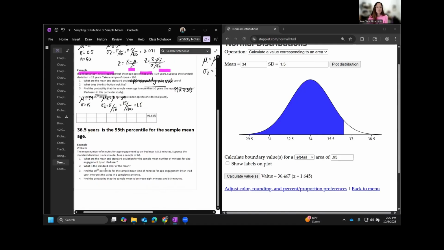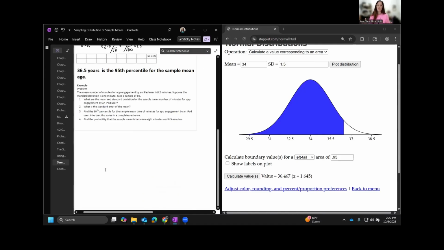Okay, last problem. We haven't done this one yet, so we'll approach this all together. So the mean number of minutes for app engagement by an iPad user is 8.2 minutes. Suppose the standard deviation is 1 minute, and we take a sample of 60. So again, ding, ding, ding, this means we need to make some adjustments. What is the mean and the standard deviation?